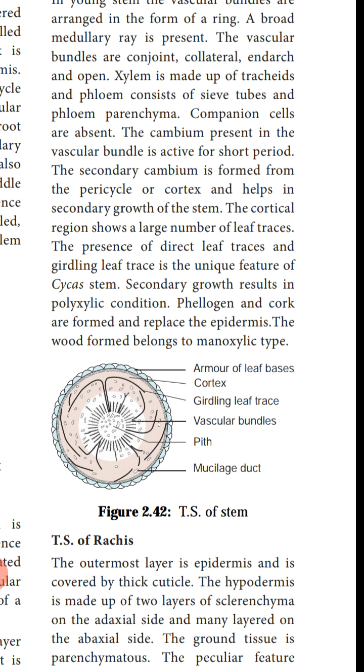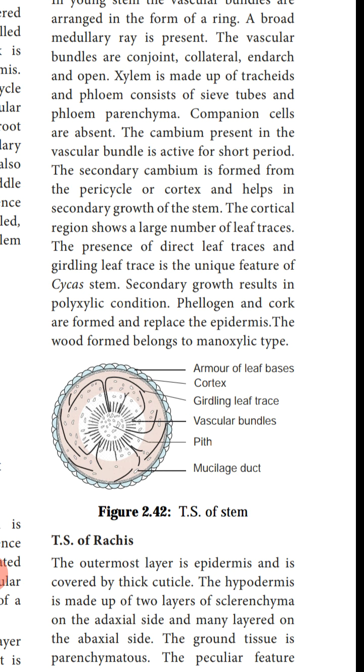Secondary growth results in the polyxylic condition. We have already studied the polyxylic condition, and phellogen and cork are formed and replace the epidermis. When secondary growth is taking place, the outer epidermis layers will rupture. To fill those gaps, the secondary cambium will form a secondary protective layer called the periderm. So the phellogen and the cork are formed to replace the epidermis. The secondary cambium present in the cortex region leads to the development of the phellogen and the cork cells, which replace the ruptured epidermis.